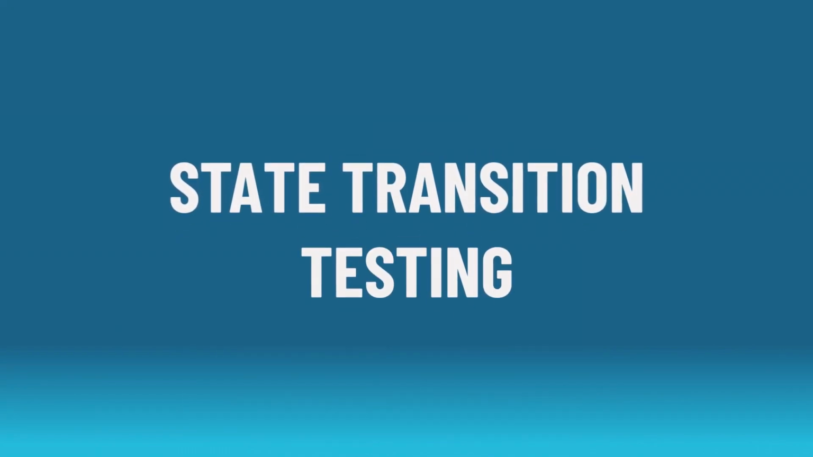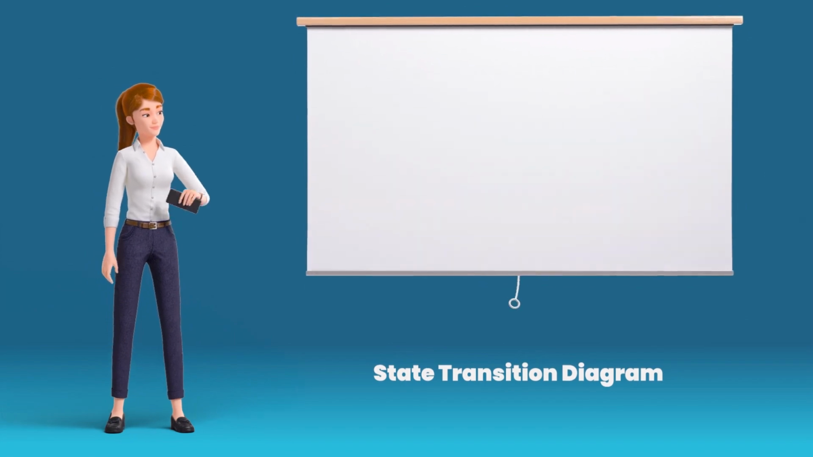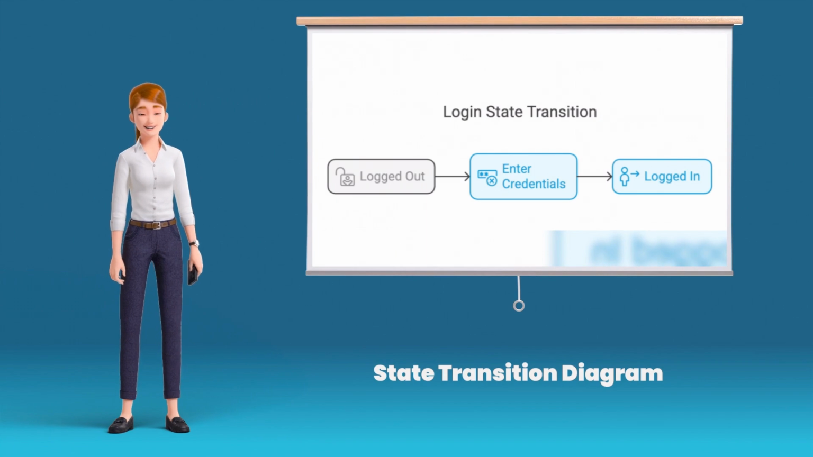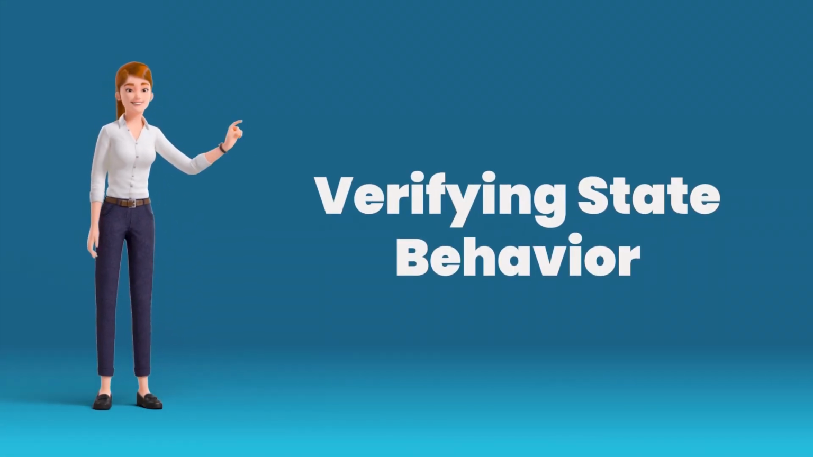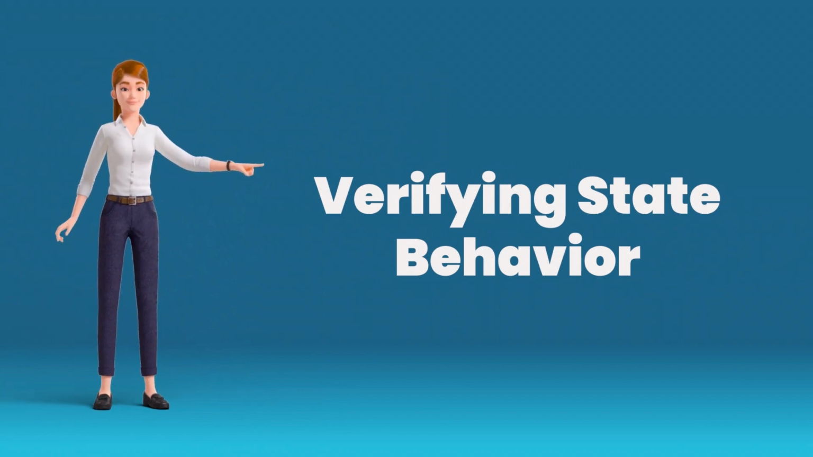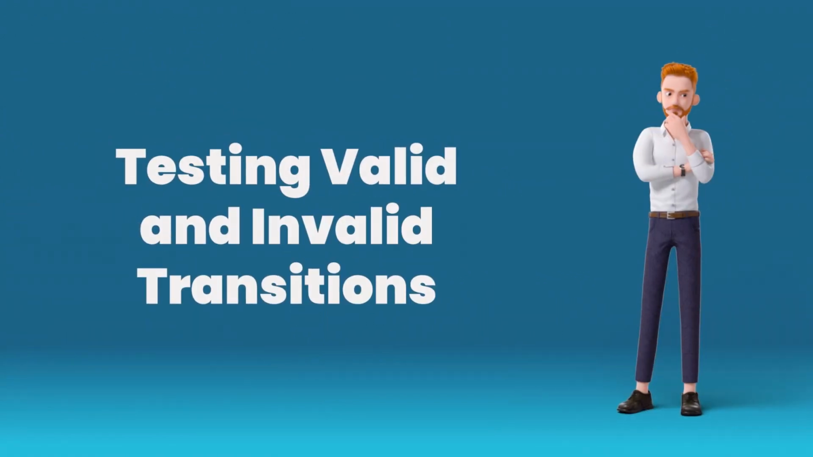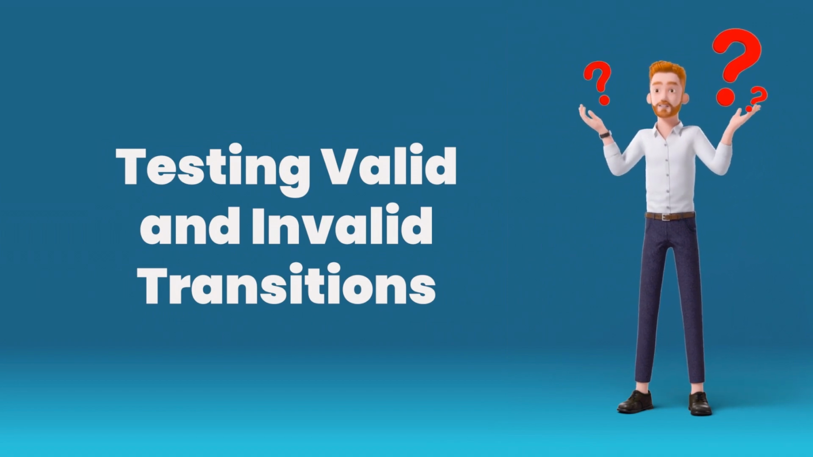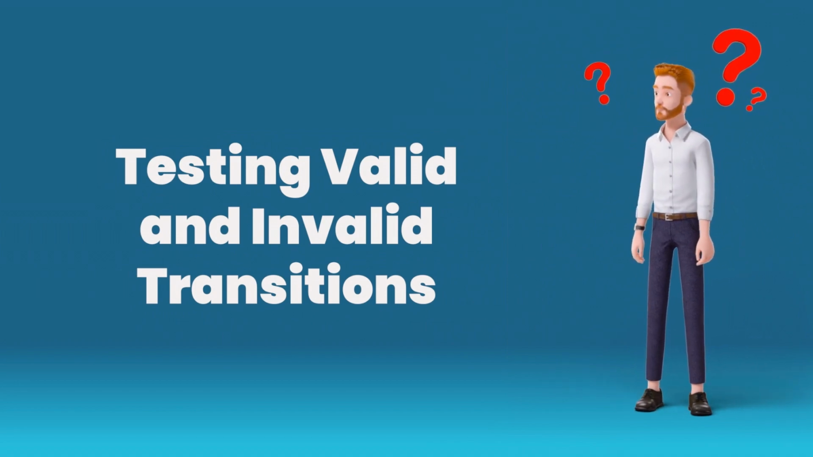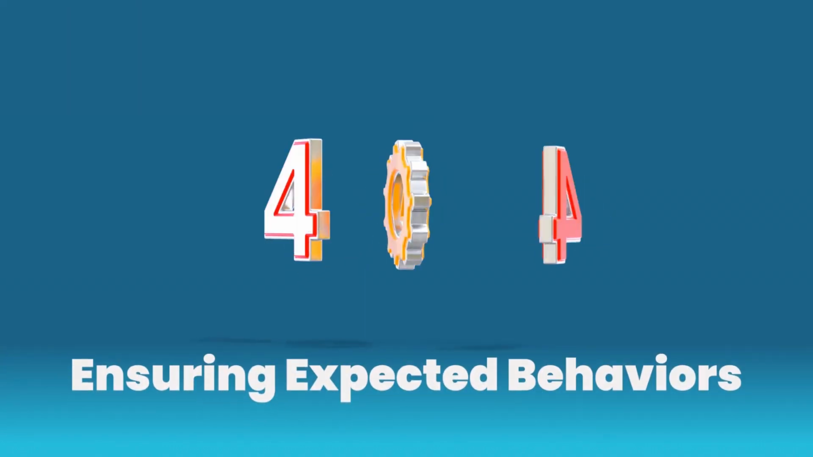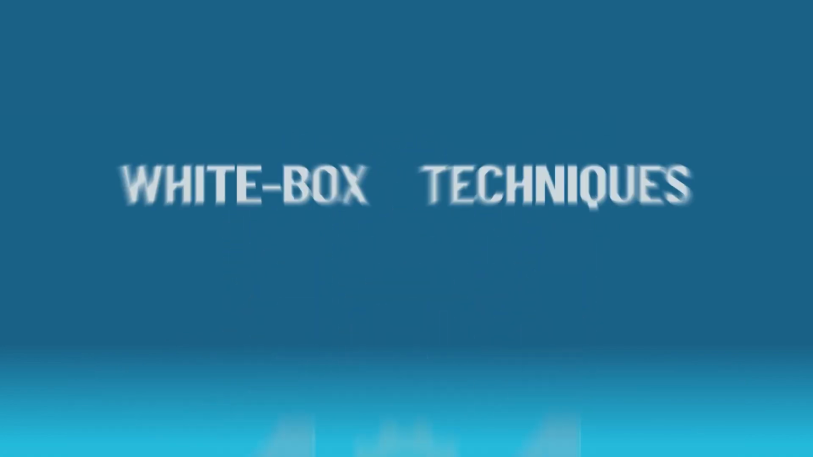State transition testing. The screen updates to a state transition diagram showing login states. Logged out, enter credentials, logged in. Some systems behave differently based on previous actions. State transition testing helps verify correct behavior when moving between states. So, we'd test valid transitions like logging in successfully, but also invalid ones like entering the wrong password multiple times. That's right. Testing invalid transitions ensures the system doesn't allow unexpected behaviors.